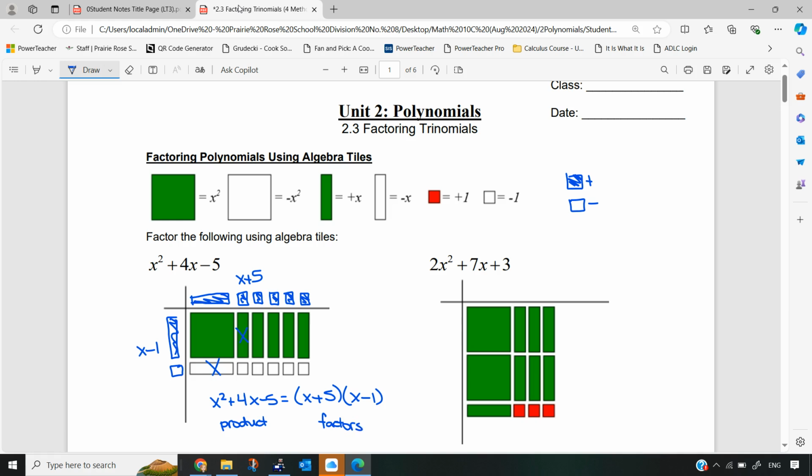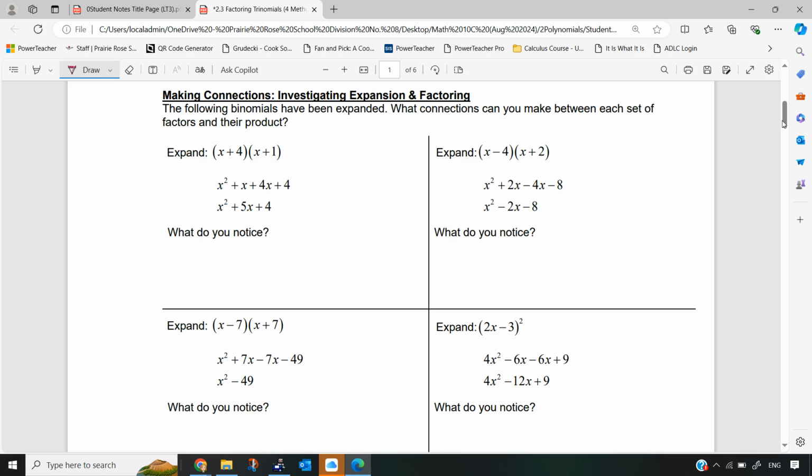Moving on to our next example, we have 2x squared plus 7x plus 3. Again, to get an x squared, I'm going to have x times x. And then I have 3 positives on the top. And along the side here, I need another x so that I can have another x squared. And then a positive 1. The next statement would be 2x squared plus 7x plus 3 equals x plus 3 times 2x plus 1.